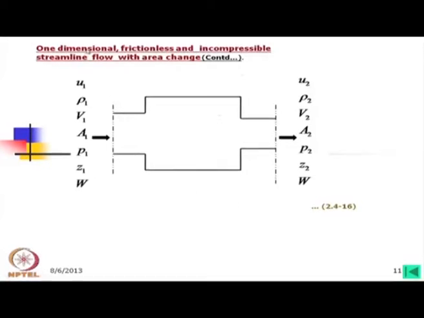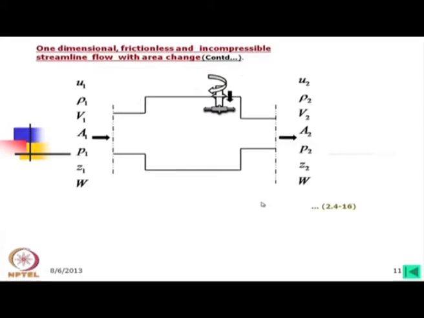Now, here as I have told, this is frictionless, that means there is no friction between the fluid and the conduit. We have neglected that part, that is there, always there in a conduit, there will be friction, but we have neglected that one. And again this equation we are developing is for incompressible streamline flow, no turbulent flow, otherwise the equation will be different. Only thing, there will be change in area.